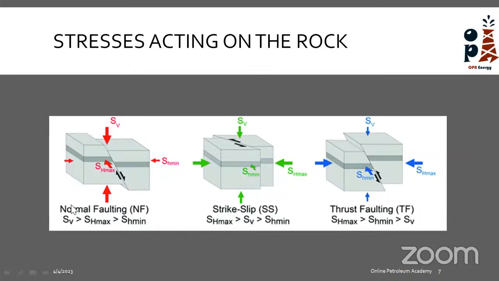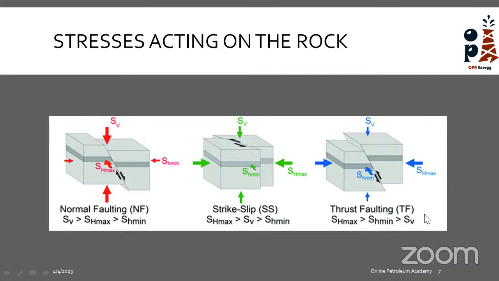According to the values of your three stresses that are being applied on the rock, we can determine the fault regime that is found in the area. There are three types of fault regimes: either normal fault regime, strike slip fault regime, or thrust faulting regime, or inverse fault regime. Normal fault regime is found when your overburden stress is greater than your maximum horizontal stress, which is greater than the minimum horizontal stress. And in a normal fault regime, the body of the underground is being pushed in the normal direction of the faulting, okay?